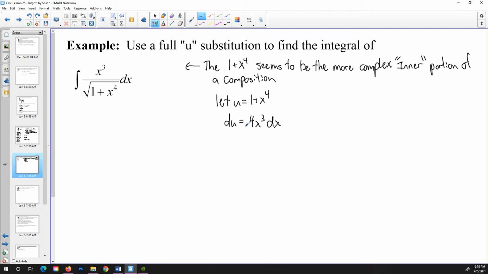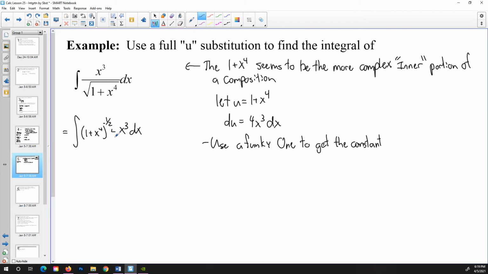So here again, this is my conversion factor, and so I'm going to want to move some things around. So the first thing I'll do is I will rewrite this, and we'll make it 1 plus x to the fourth to the negative 1/2 power times x to the third dx. Now again, I need 4x to the third, but I have just x to the third. So again, I'm going to use a funky 1 to get the constant.